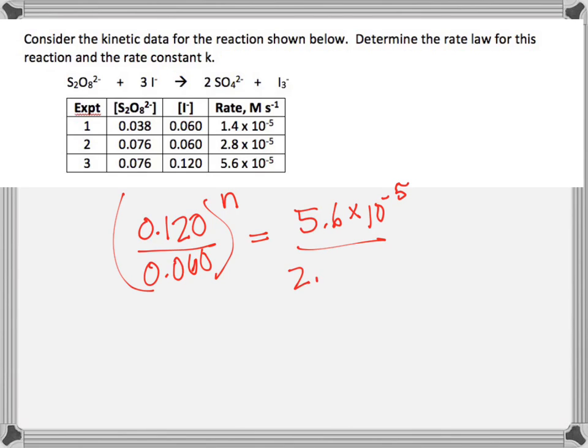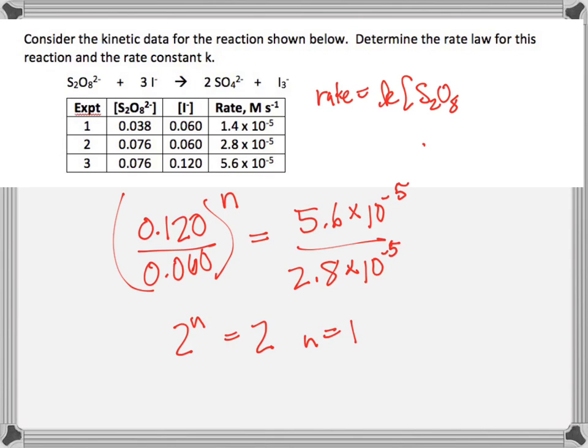And when I do the math, I find that 2 to the n equals 2, so n is also equal to 1. So that tells me my overall rate law. Rate equals K times persulfate to the first power times iodide to the first power. And since those are ones, we don't usually write them. The next thing we have to do is to determine the value of K.